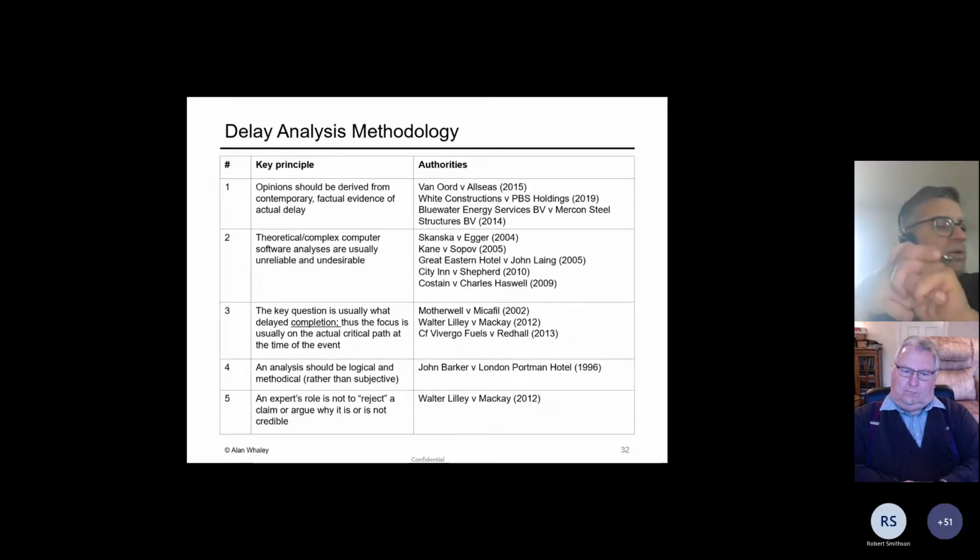We also know from the courts that a methodology should usually be focused on the critical path. So a methodology that doesn't do that is unlikely to be persuasive to a court. And the other two key principles are that an analysis shouldn't be subjective, and also what you shouldn't be doing in a delay analysis is trying to reject or inflate a claim. You're not doing forensic delay analysis. If you are doing that, you're doing advocacy. So you're missing the point a bit.